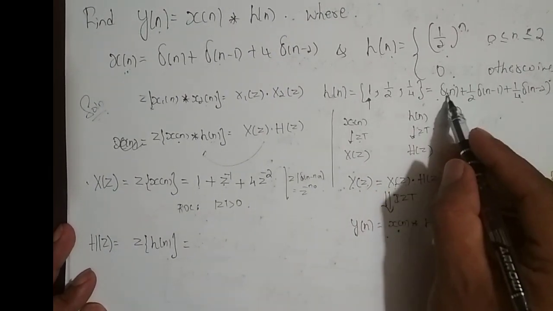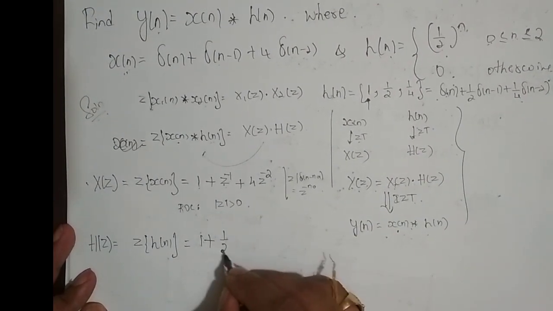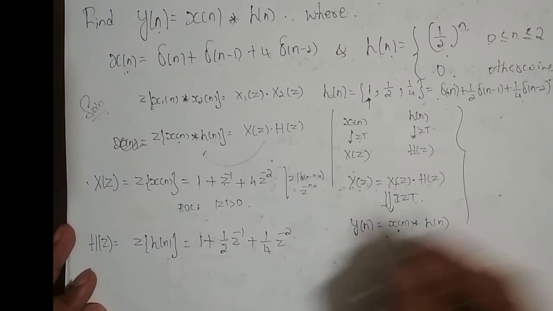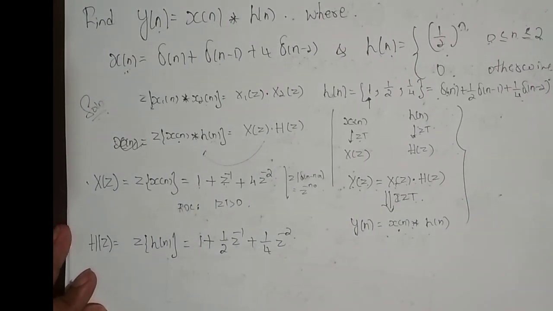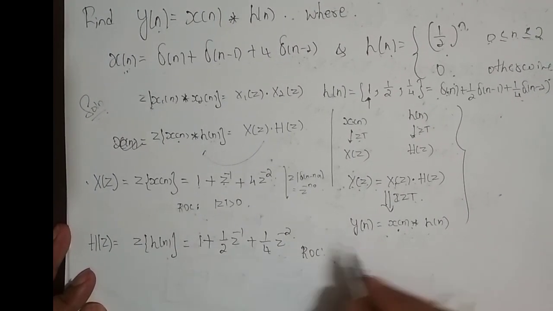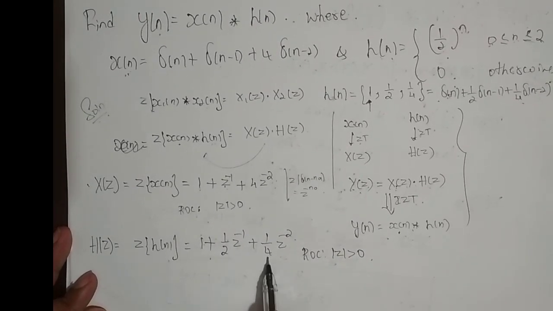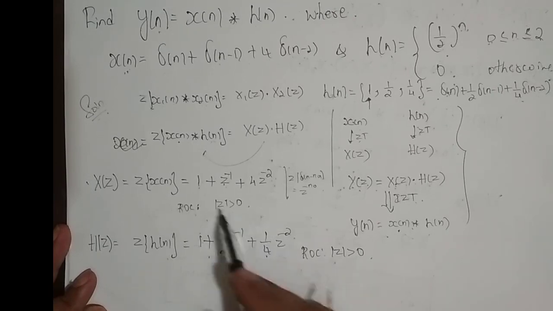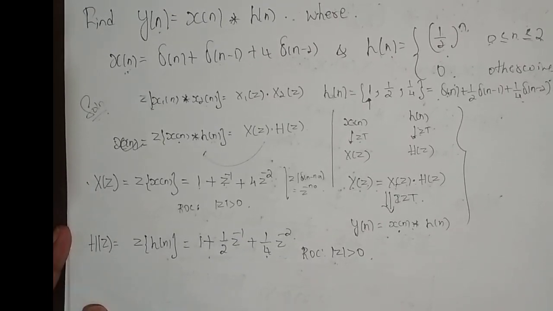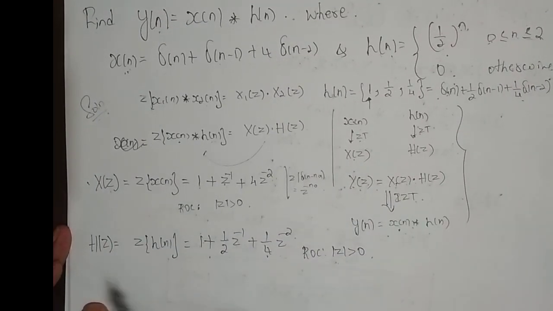So what is the Z transform of delta of n? It is 1. Plus, what is the Z transform of 1 by 2 delta of n minus 1? It is 1 by 2 times z power minus 1, plus 1 by 4 times z power minus 2, the Z transform of 1 by 4 into delta of n minus 2. Again, what is its ROC? ROC is combined ROC, magnitude of z is greater than 0. So it's a finite length right sided sequence. ROC of a finite length right sided sequence is magnitude of z is greater than 0. So we got x of z, which is this. We got h of z, which is this.